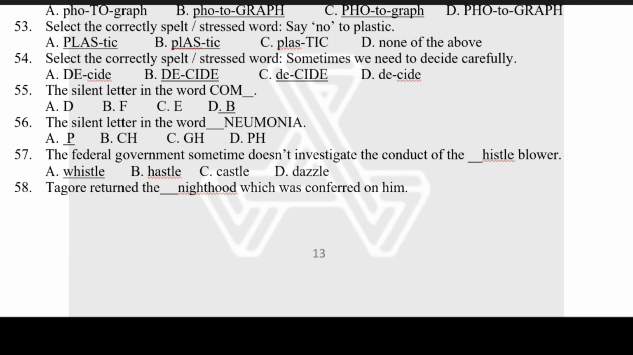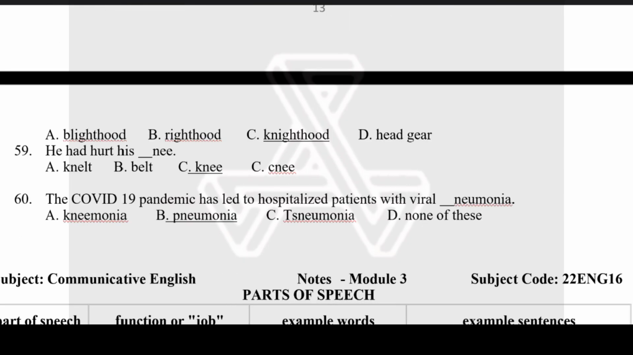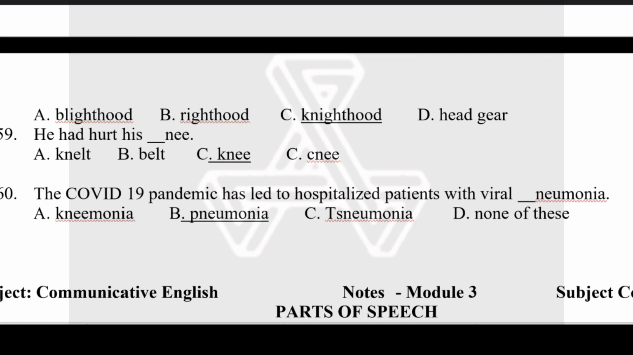Select the correctly spelled stressed word: decide. The silent letter in the word comb is B. The silent letter in the word pneumonia is P. The federal government sometimes doesn't investigate the conduct of the whistleblower. Tagore returned the knighthood which was conferred on him. He had hurt his knee. The COVID-19 pandemic has led to hospitalized patients with viral pneumonia.